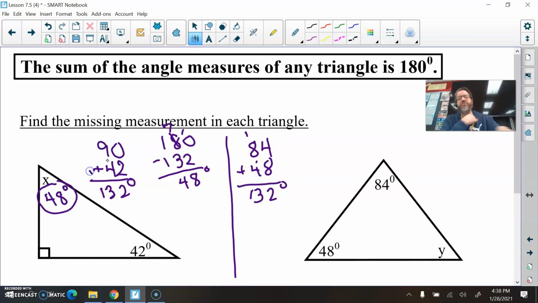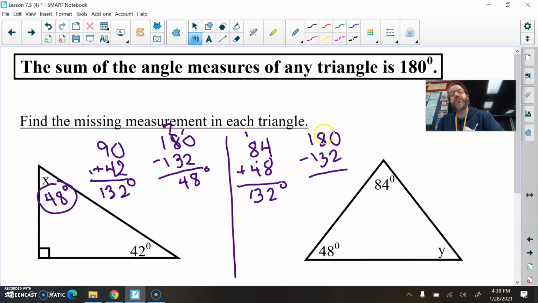Hey, we had 132 degrees in the last problem too. Maybe I should have chosen some numbers that were a little bit more different instead of having them come out the same. Oh, boring. Anyway, if I know these two angles are 132 degrees combined, and I know all three together have to total 180 degrees, then I have one more step. Subtract 132 from 180, and that'll give me the missing angle measurement.